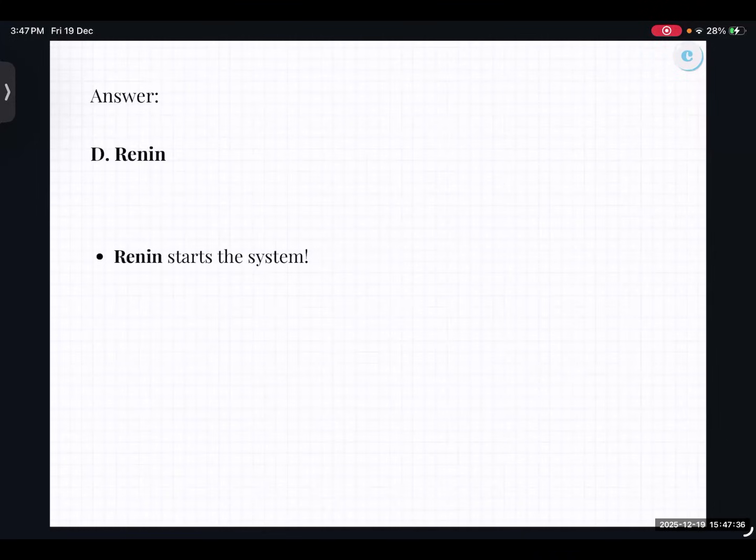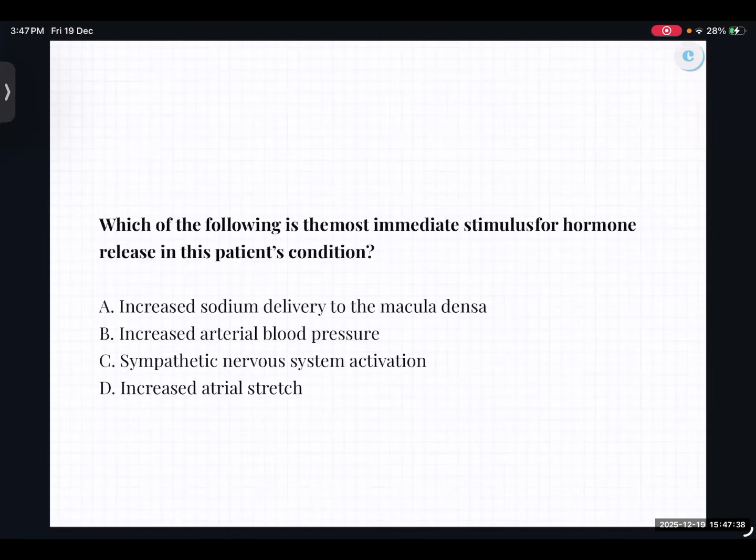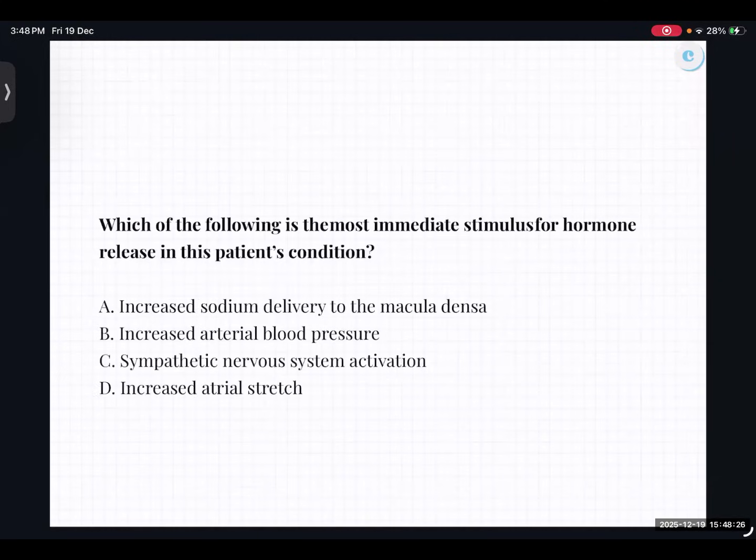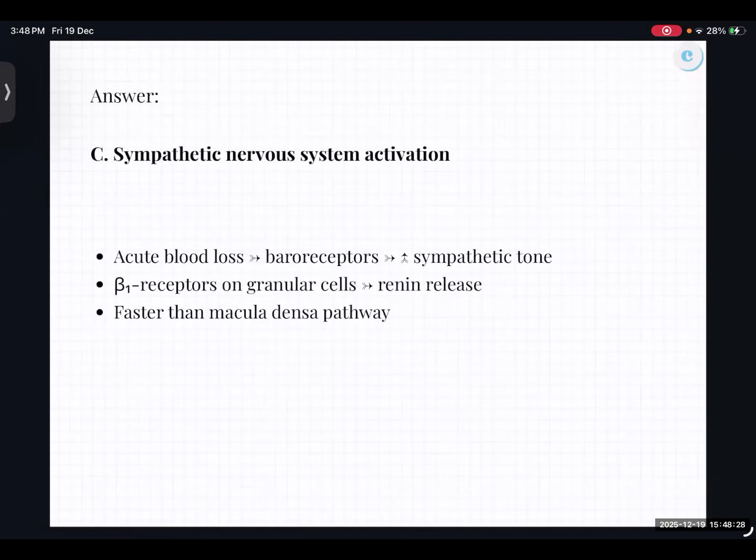Okay. For our next question, what is the most immediate stimulus for hormone release in this patient's condition? The one that's the fastest acting. Wow, yeah, you are very right. It is sympathetic nervous system activation. Again, remember that the nervous system is the fastest acting or the most immediate trigger for this hormone release.